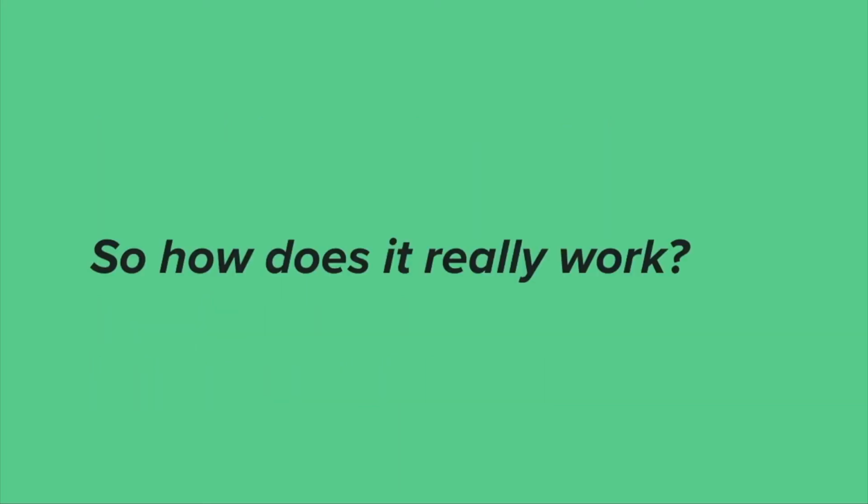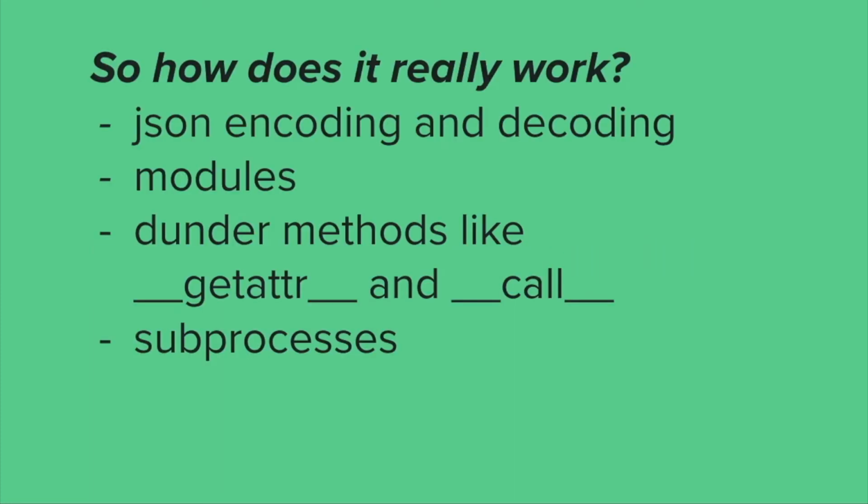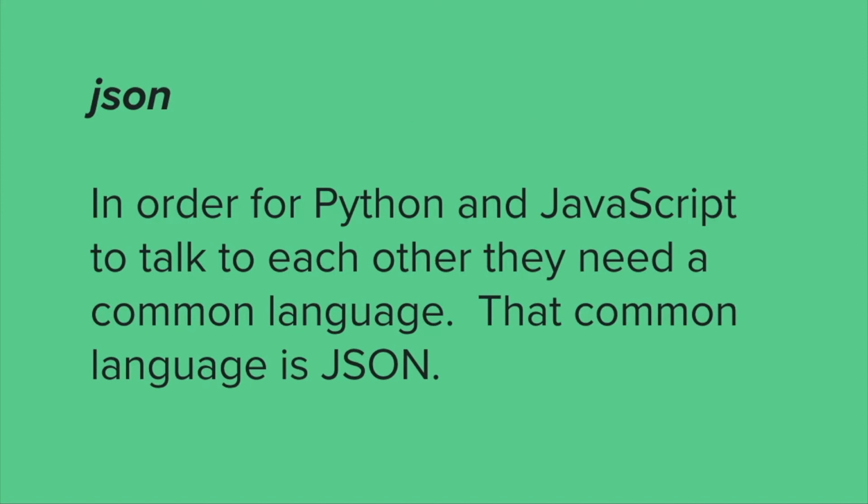So how does it really work? How can we run JavaScript while typing Python? Usage of RunJS is simple, but the magic behind it is more complex. RunJS takes advantage of several magical pieces of Python, including dunder methods. In order for Python and JavaScript to talk to each other, they need a common language. That common language is JSON.